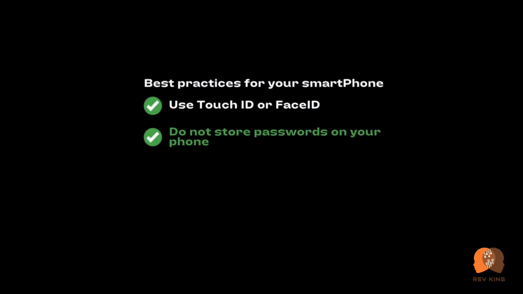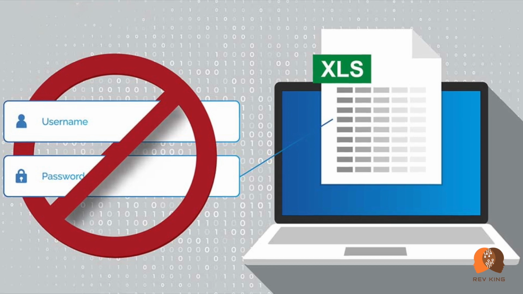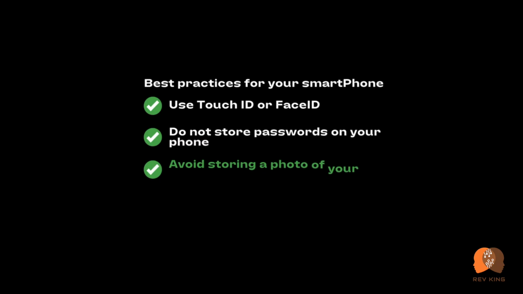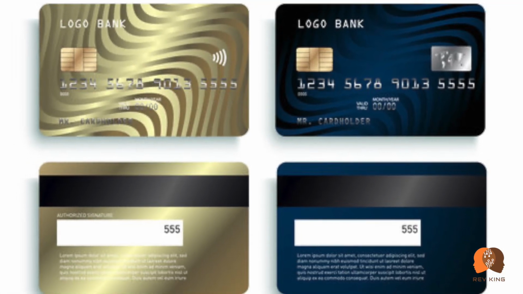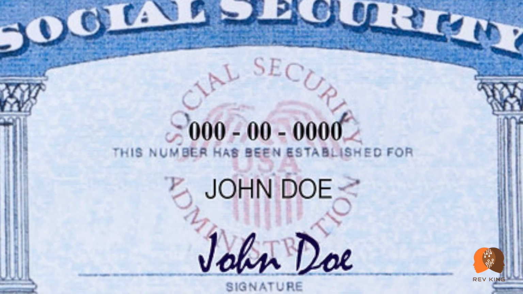First and foremost, never store passwords in a file on your phone, such as in Excel spreadsheets or notes in clear text. Next up, avoid storing photos of sensitive information such as your credit card or social security number on your phone. I highly recommend that you review the photos you've taken in the past and delete any sensitive data.